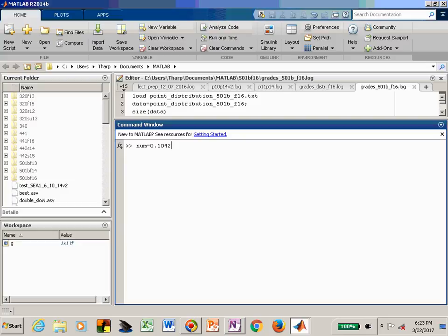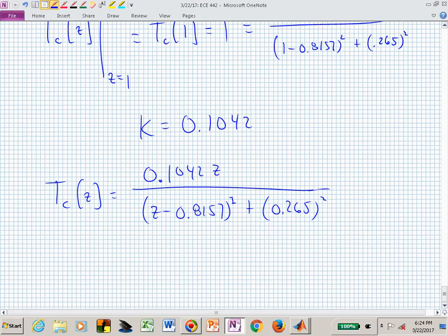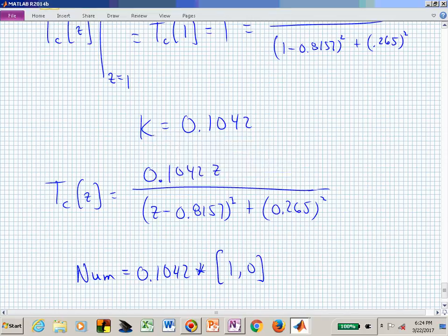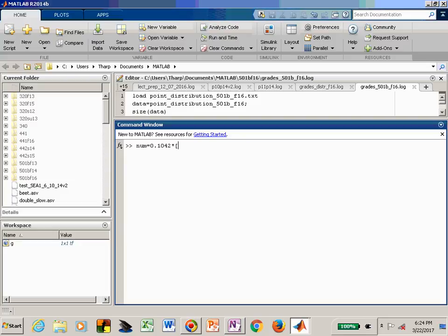So my constant is 0. My z coefficient is, so now I'm saying the numerator is 0.1042 times 1 comma 0. That will give me a polynomial of z plus 0, and I'm scaling that by 0.1042. Here, then, I need to multiply that times this row vector of 1 comma 0. That's my numerator. What's my denominator?